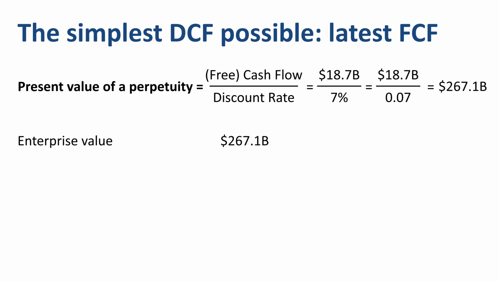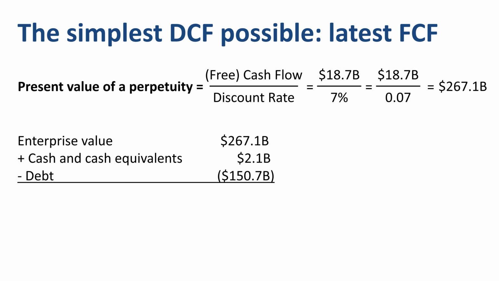In the simplest version of the subsequent calculation, you add cash and cash equivalents, the money that the company already has in the bank, and deduct the debt, how much the company has borrowed. Both of these numbers can be found on the latest balance sheet of the company. The outcome of that is the equity value, the amount of money that all of the shares in the company combined should be worth according to your calculation. In this estimate, the equity value is $119 billion.